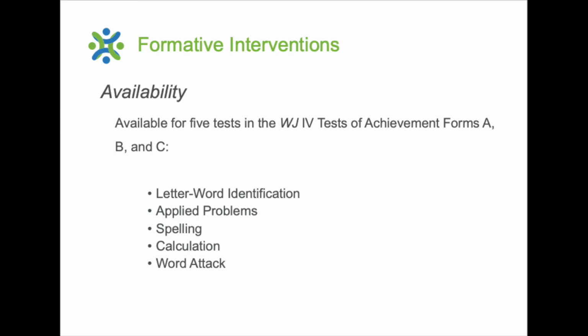WIIP can also provide formative interventions for 5 tests in the WJ4 Tests of Achievement. These are letter-word identification, applied problems, spelling, calculation, and word attack. Formative interventions are generated when WIIP determines that certain errors have occurred based on an individual's score in a certain area. These interventions are rooted in sound teaching practices and provide methods for helping examinees master specific skills or concepts.